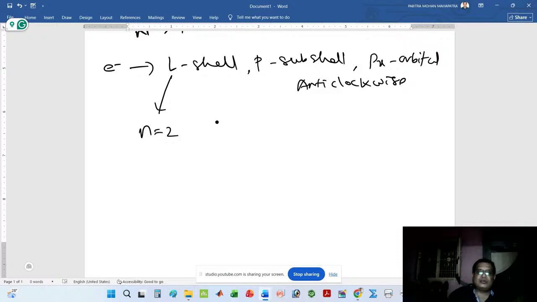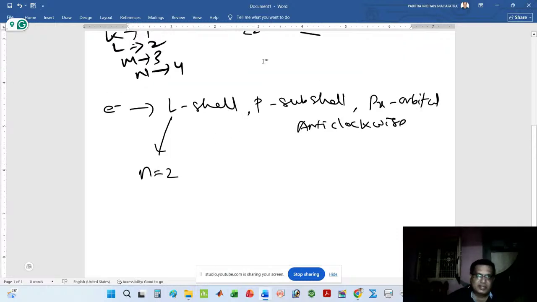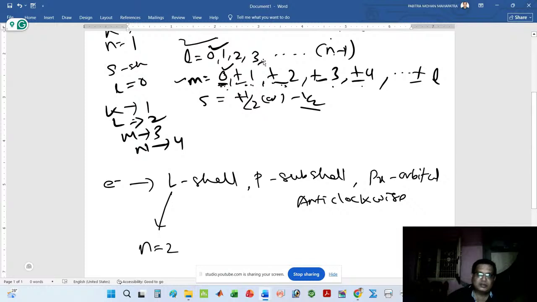If n is equal to 2, let me explain. Now put here n minus 1, means 2 minus 1, that is 1. So 0, 1. That means if n is equal to 2, it has two l values: l is equal to 0, l is equal to 1. For l is equal to 0, s subcell. For l is equal to 1, p subcell. For l is equal to 2, d subcell. For l is equal to 3, f subcell.